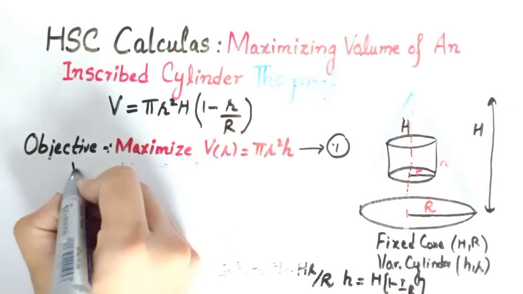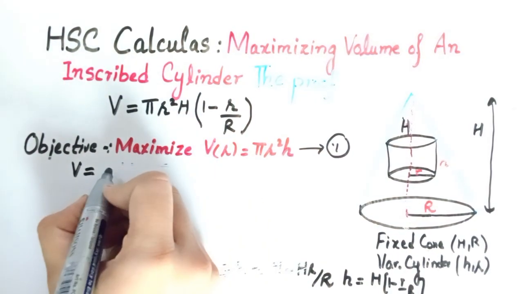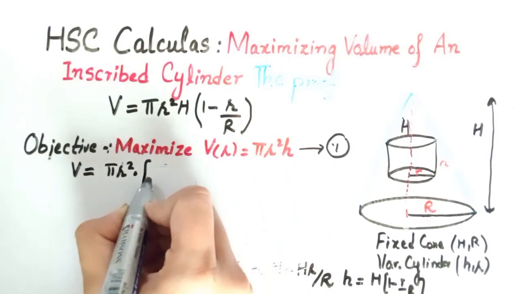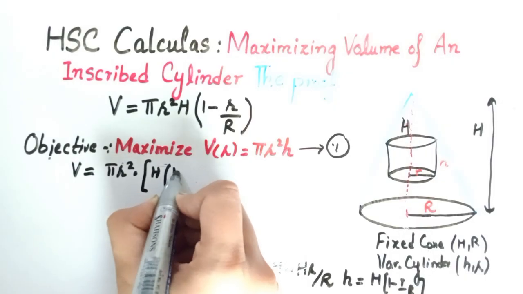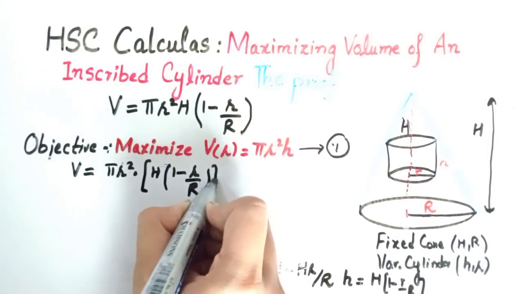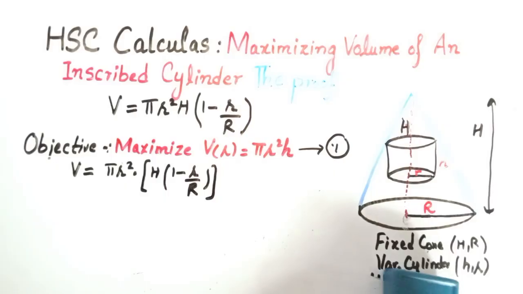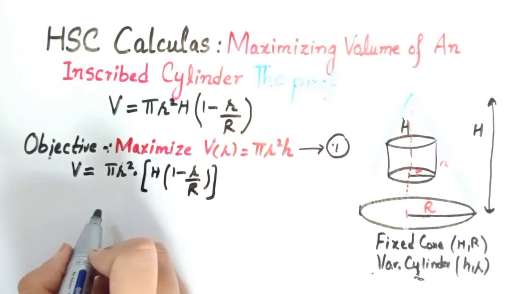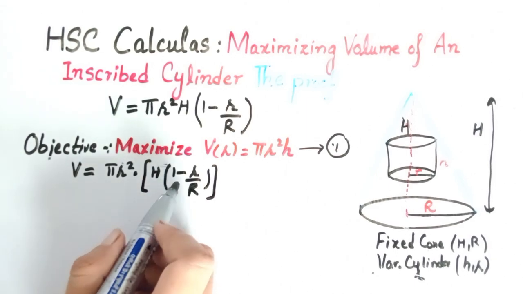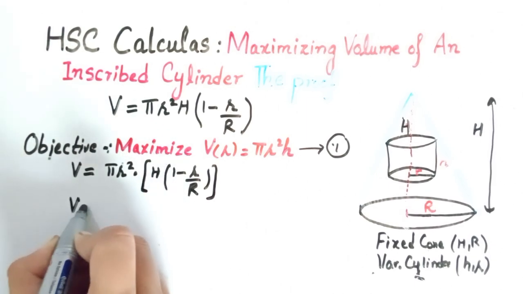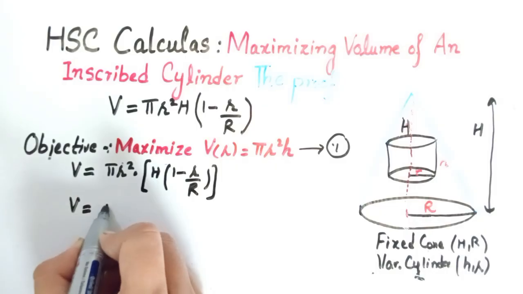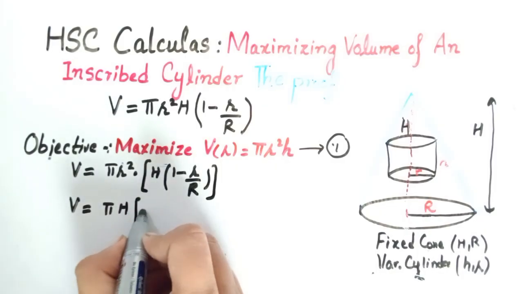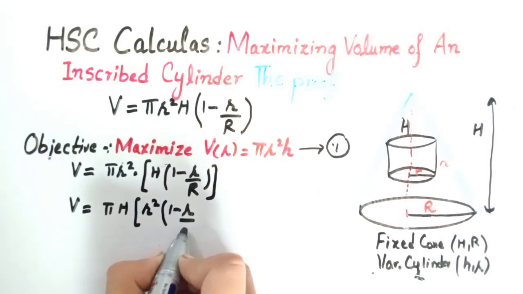We have volume equals pi r square. In place of small h, we will substitute the value h into 1 minus r by capital R. Then what will it become? We multiply the radius inside. So we get pi capital H as common, small r square is multiplied to 1 minus r by R.